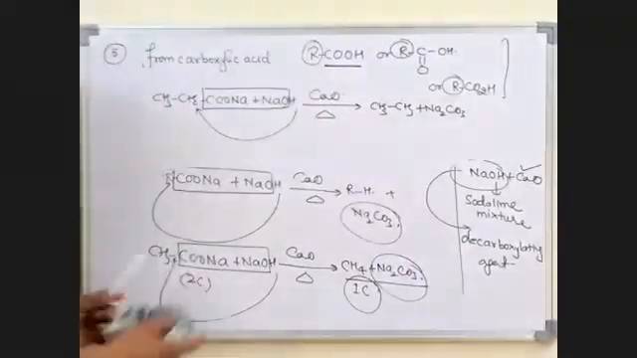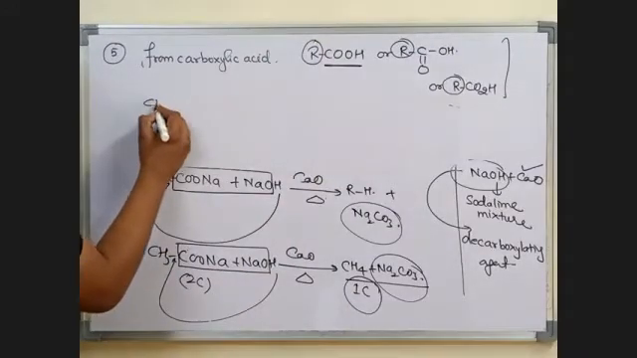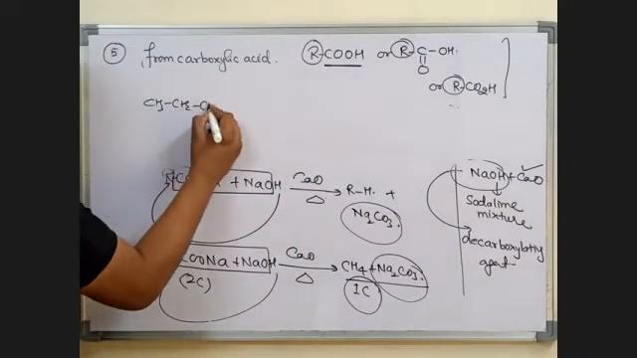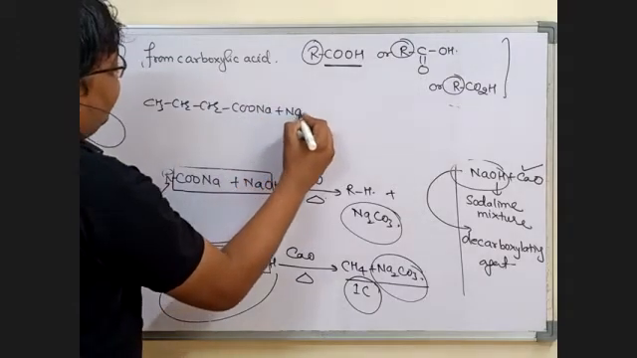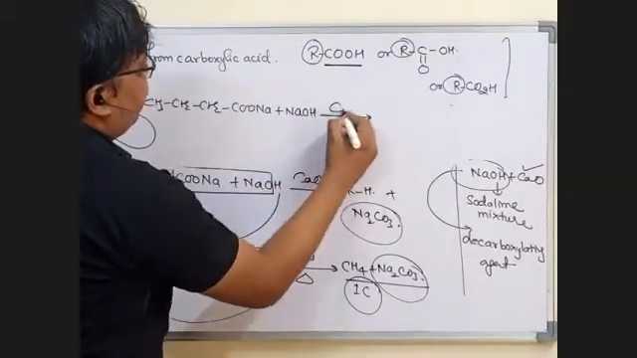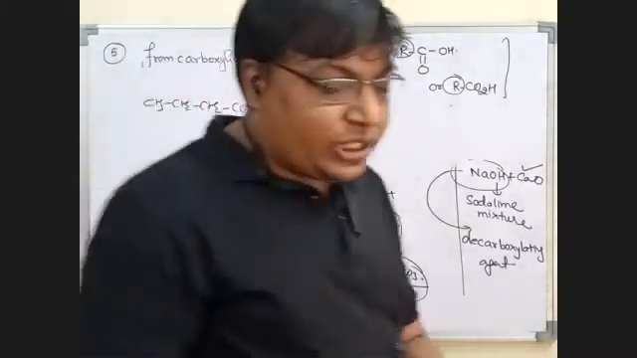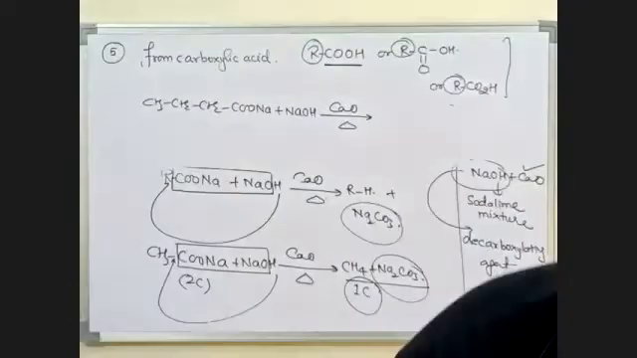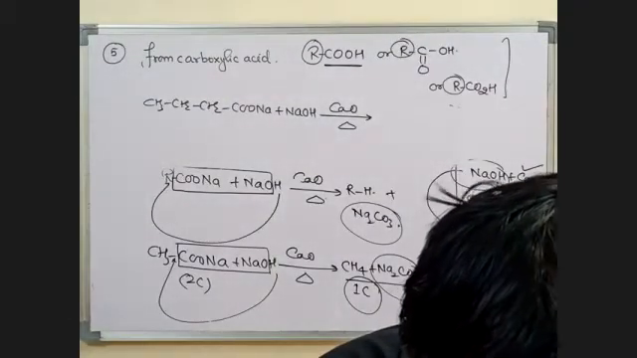Now student, I will give you one more reaction. Suppose I give you CH3CH2CH2COONa reacts with NaOH and CaO. Come on. You write this reaction in the red book. Come on, students. Yeah, Devansh, what is the product over here?